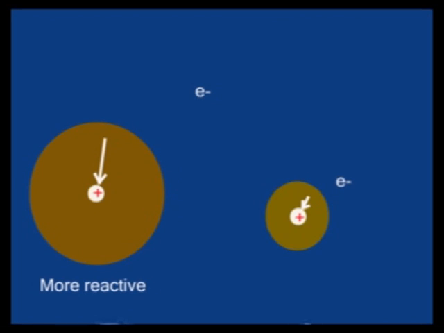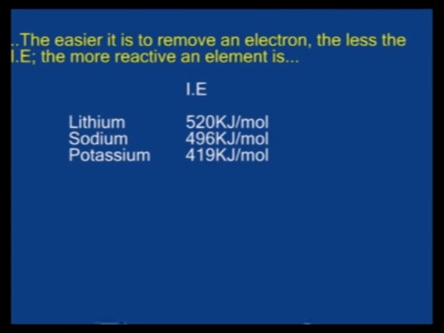Now, if you got that, let's turn back and look at the ionization energy. If ionization energy is the energy required to remove an electron from the outermost energy level, it means the easier it is to remove an electron, the less the ionization energy, and thus the more reactive the element is. Potassium loses its outermost electron much more easily compared to both sodium and lithium, and we've seen the reasons. Therefore, its ionization energy should actually be the lowest, and it is. Look at this table.